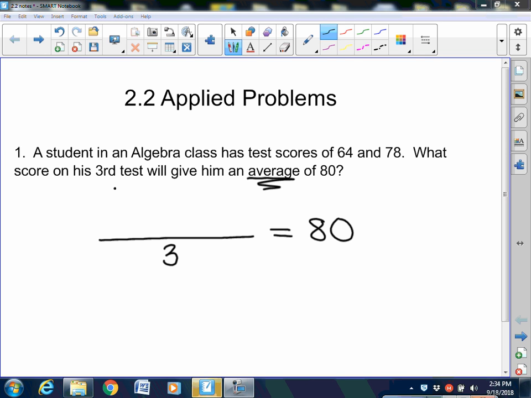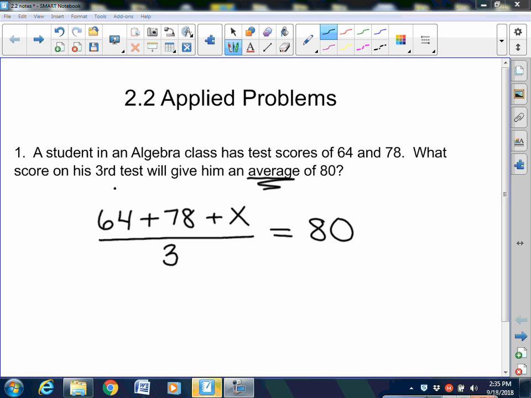Again, I'll read it. A student in an algebra class has a test score of a 64 and a 78. What score must they get on the third test to get an average of 80? So we know the first score was 64. And you know you have to add the three scores together and divide by 3, right, to find the average. So 64 plus 78, this stands for the first score, this stands for the second score. But they don't tell us what the third score is, and we're going to use X or whatever you want. I could use C, I could use K. We could have fun with this, right? But I'm going to use X.